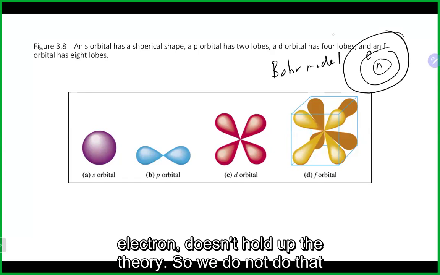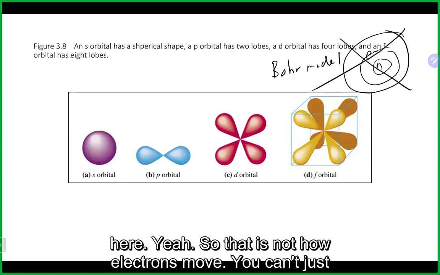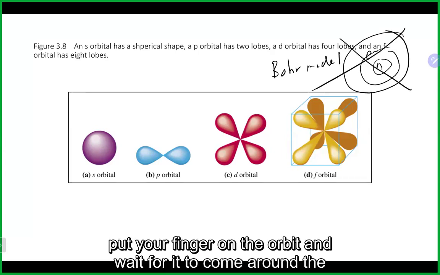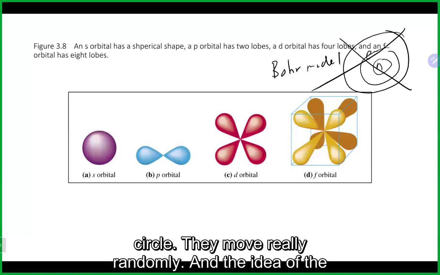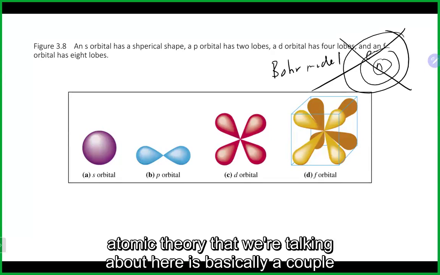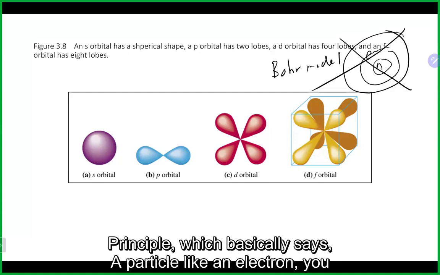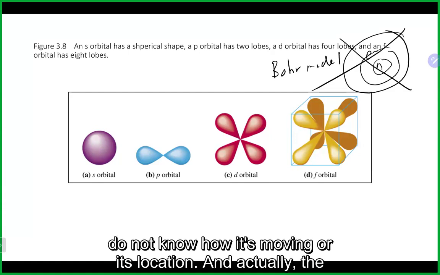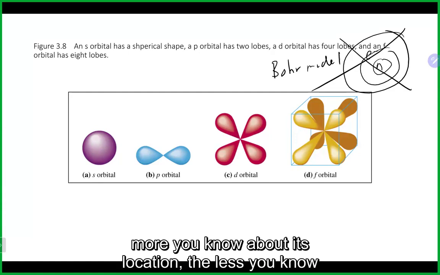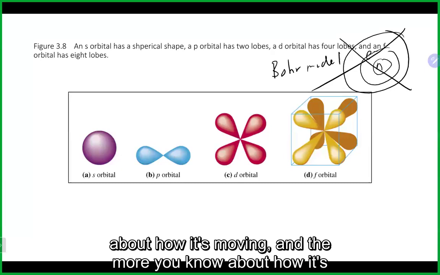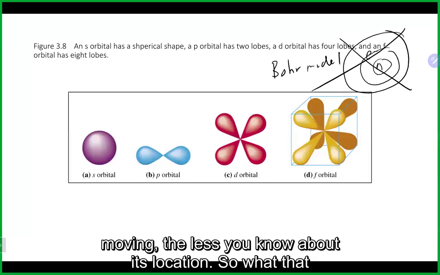So we do not do that here. That is not how electrons move. You can't just put your finger on the orbit and wait for it to come around the circle. They move really randomly. The idea of the atomic theory that we're talking about here is a couple of different ones, but one is Heisenberg's uncertainty principle, which basically says that for a particle like an electron, you do not know how it's moving or its location. And actually, the more you know about its location, the less you know about how it's moving. And the more you know about how it's moving, the less you know about its location.